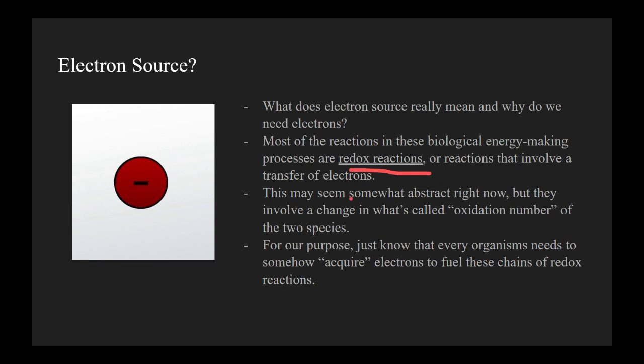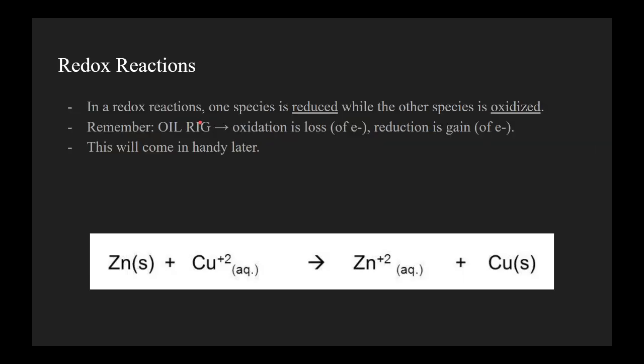Since we need to transfer these electrons, you can think of it as needing an electron source to push or drive those reactions forward. So we need some kind of source to acquire these electrons. And briefly looking at redox reactions, species just means one of the reacting components. One species is going to be reduced while the other is oxidized.